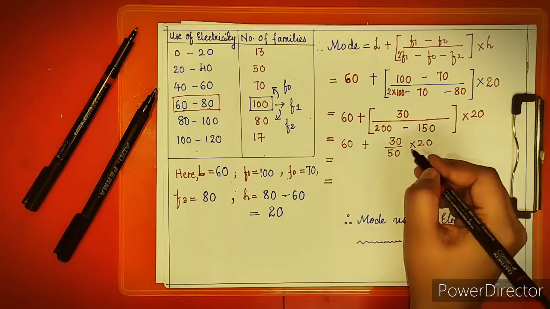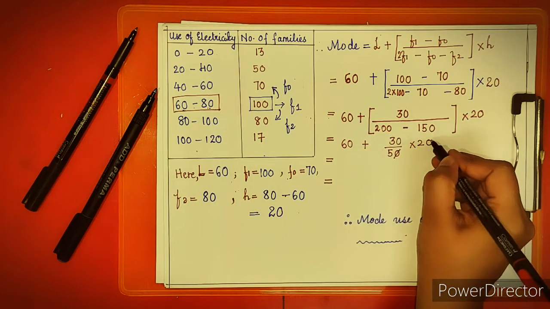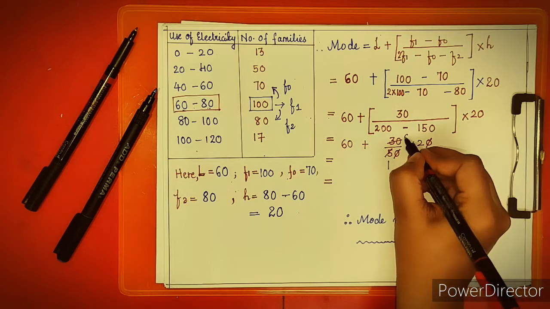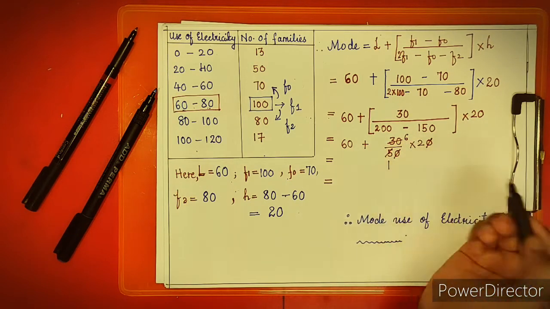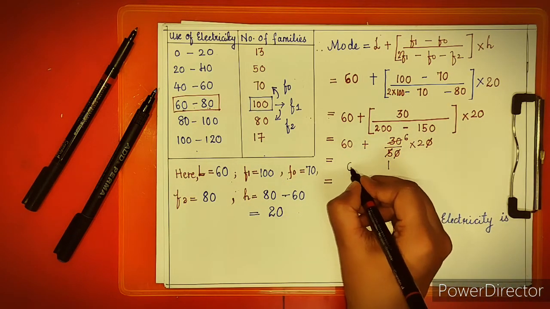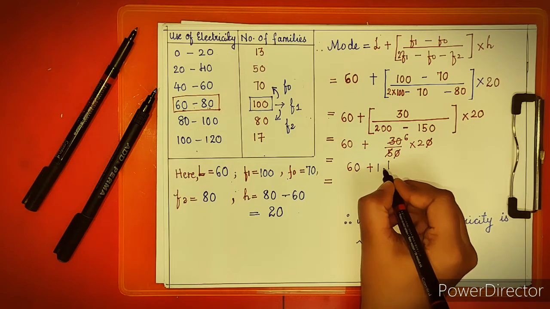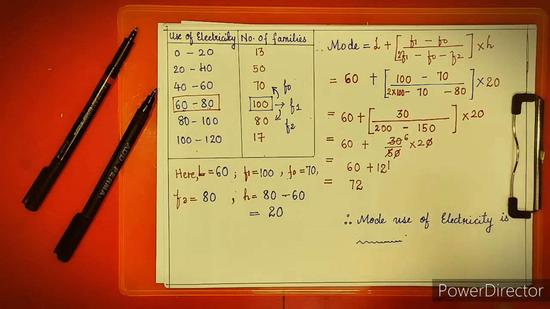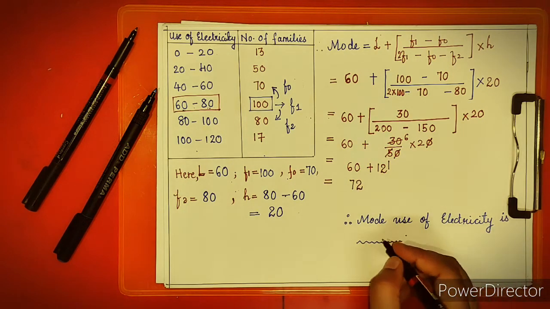So now we can cancel the zeros. 5 ones are 5, and here 5 sixes are 30. 6 multiplied by 2 is 12. So 60 plus 12. When you add it, you will get 72. So the mode use of electricity is 72 units.